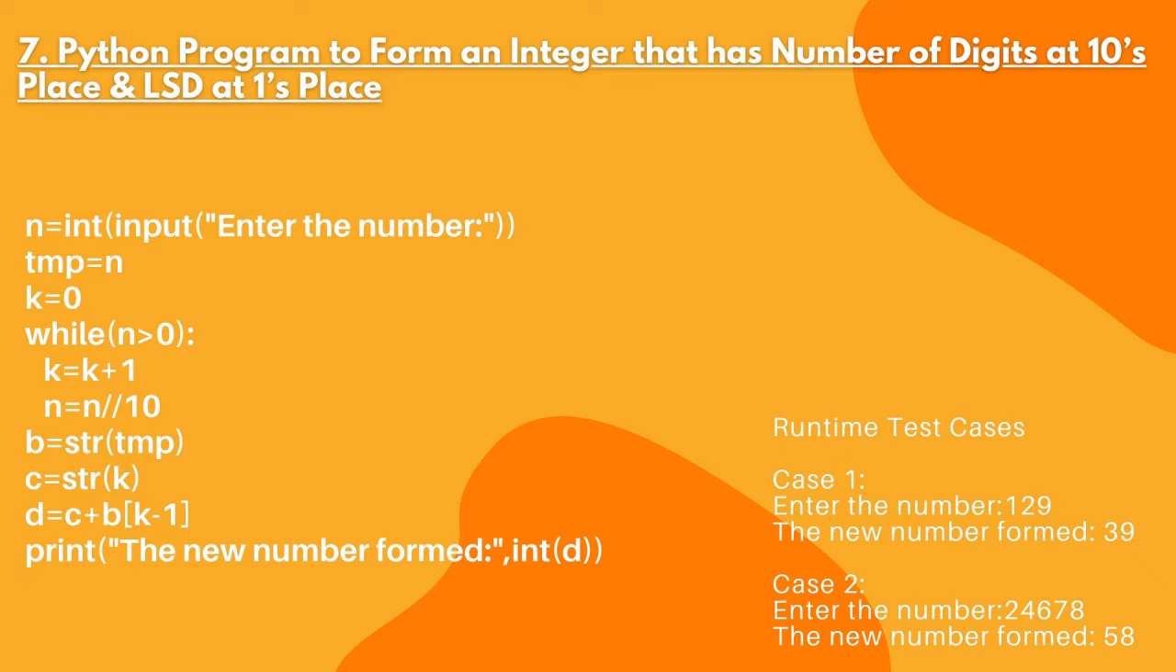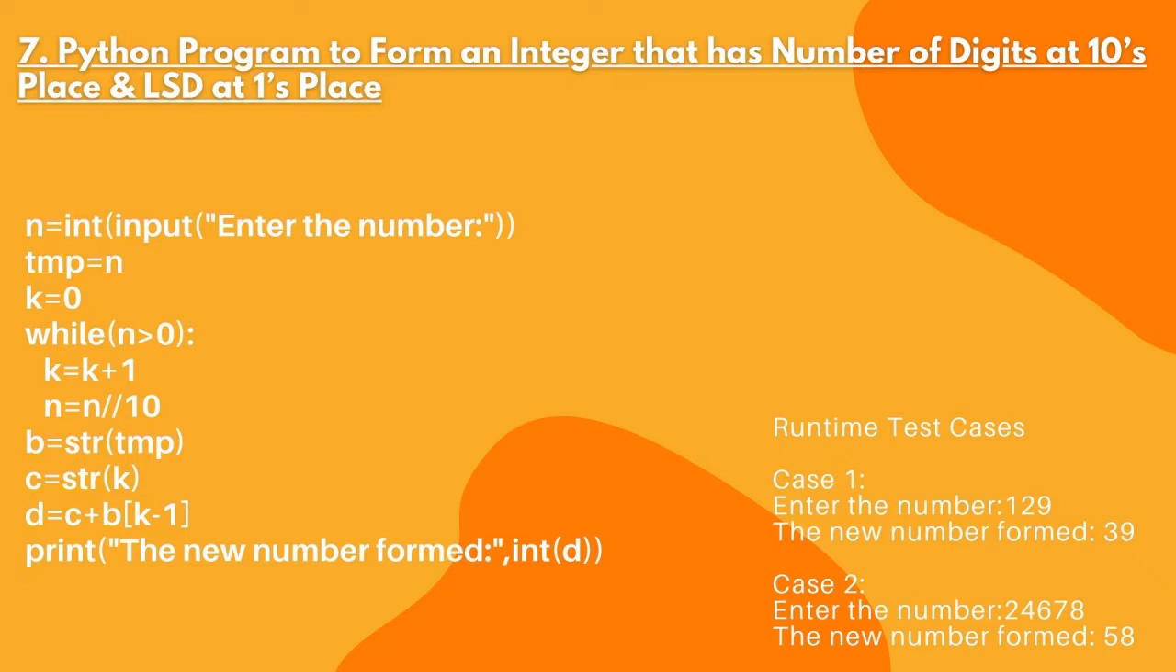First, take in an integer and store it in a variable. Make a separate copy of the integer. Using a while loop, calculate the number of digits in the integer. Convert the copy of the integer and the count of the number of digits to string. Concatenate the last digit of the integer to the count and convert the new integer back to int. Print the newly formed integer.